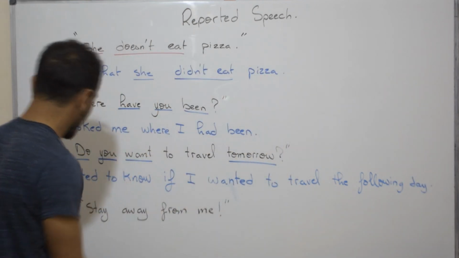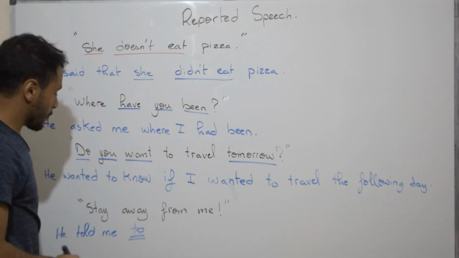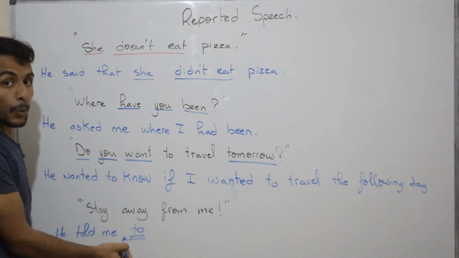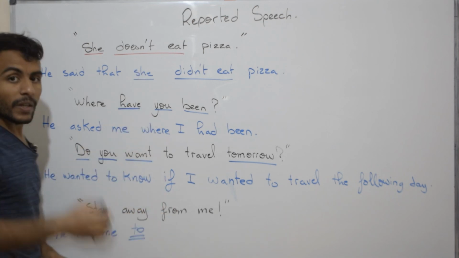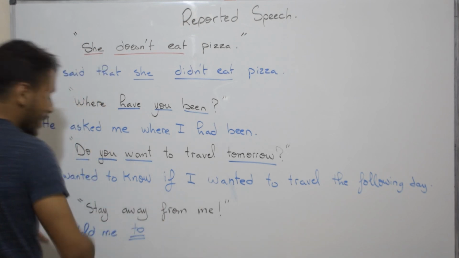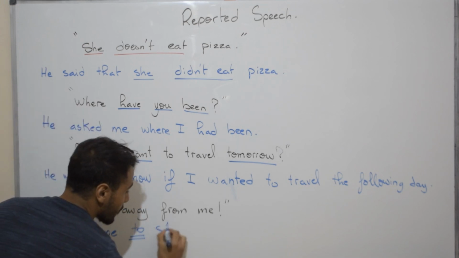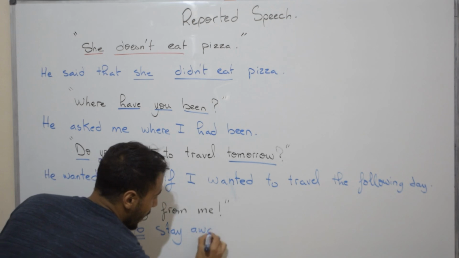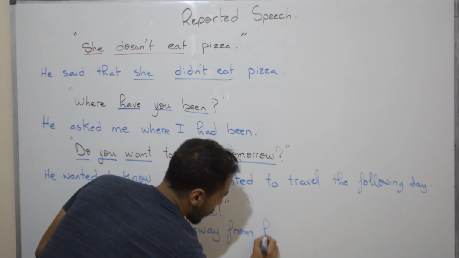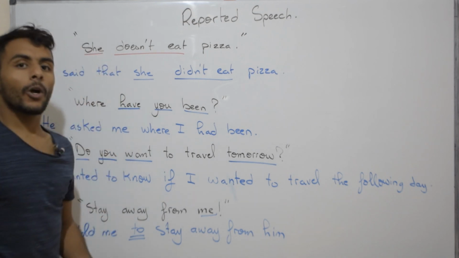Okay, in a question. Stay away from me. Hey, stay away from me. That's an order. So we can say, he told me, but to. It's not a statement, it's an order. We can say he told me, or he wanted me, or he ordered me. He ordered me, or he wanted from me, or he told me to. Of course, to is followed by infinitive. Stay away from me becomes him. If it's a girl, if she told me to stay away from her.